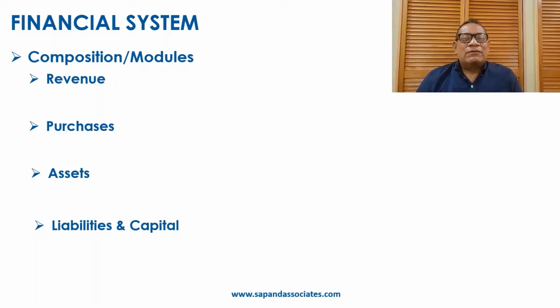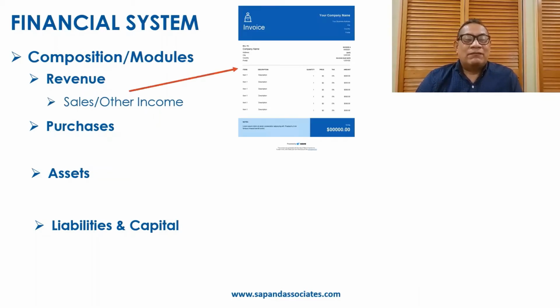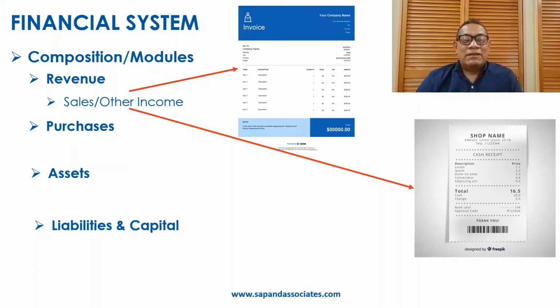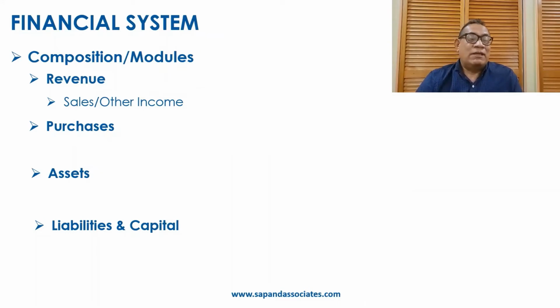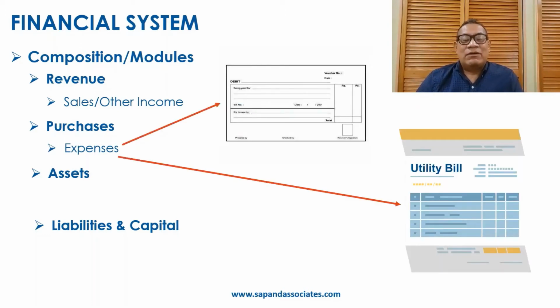So, if you look at revenue, sales comes under revenue, and if you were to see the diagram there, you recognize that the inputs to that part of the system would be invoices and receipts. In the case of purchases, expenses come under purchases, and examples of source documents are vouchers and bills. So those are some of the source documents you will use to input into a purchases and expenses system.